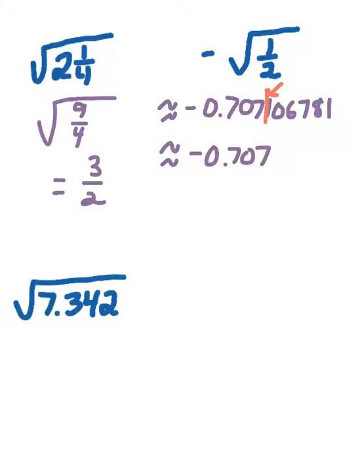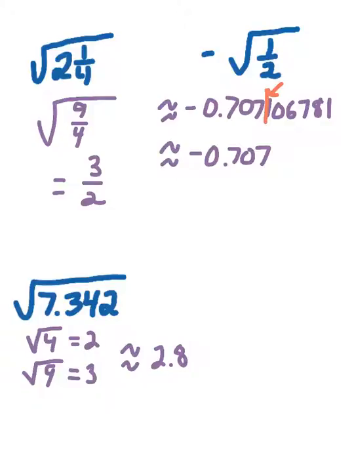Now looking down below, I have the square root of 7.342. Well, before I go on my calculator and see what that is, it's possible it's a perfect square, but not likely. I think I made that number up when I was making up this lesson, unless I stumbled on one. But we know that the nearest square roots, the square root of 4 is 2, and the square root of 9 is 3, so a rough approximation would be, I don't know, let's say 2.8, but let's actually do it.